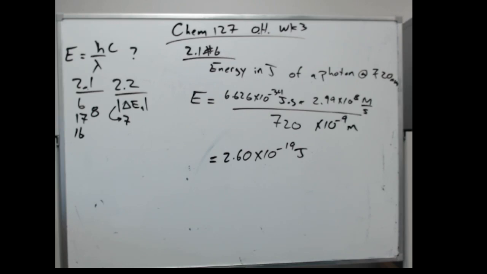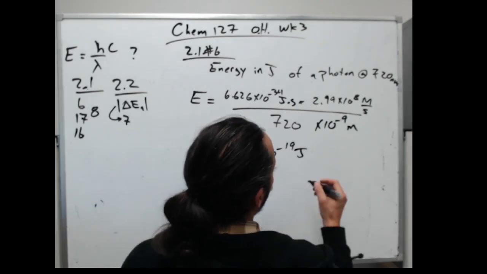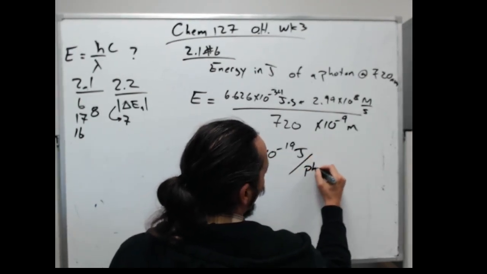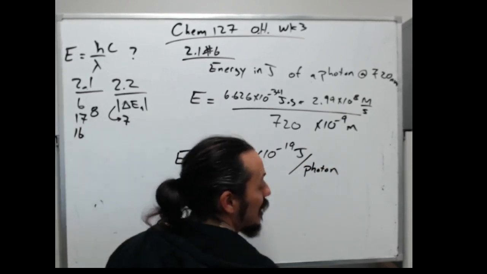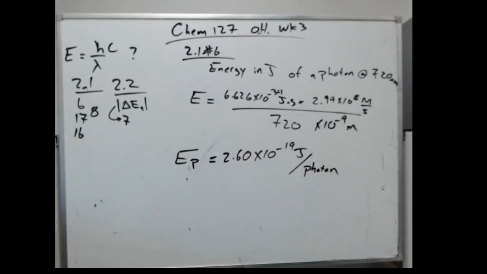Sometimes I'll write down the units on this, since this is a single photon, as joules per photon. But that's kind of implied because this is the energy of one photon. Sometimes they'll do problems like, how many joules in a mole of photons? Then you multiply by Avogadro's number and get something on the kilojoule scale. But if we're talking individual photons, individual electrons, individual atoms, 10 to the minus 19 joules is our usual energy scale.